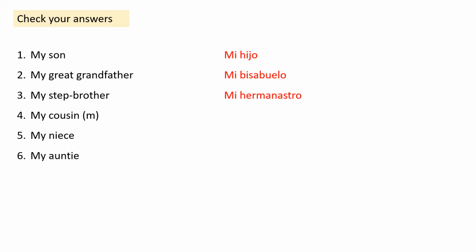My cousin, masculine now, mi primo. My niece is mi sobrina. And my auntie is mi tía. Therefore, the Spanish is super easy to go from the masculine to the feminine. So think in English, we go from auntie to uncle. Completely different words. The Spanish, super easy. They go from tía to tío, just changing the end.